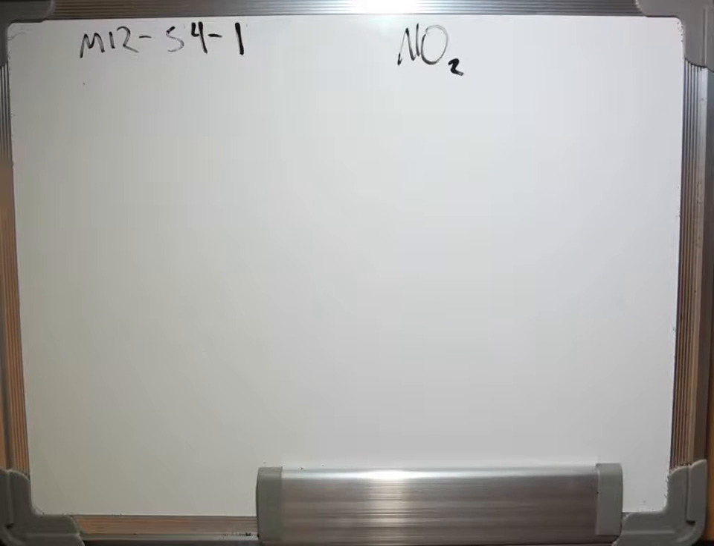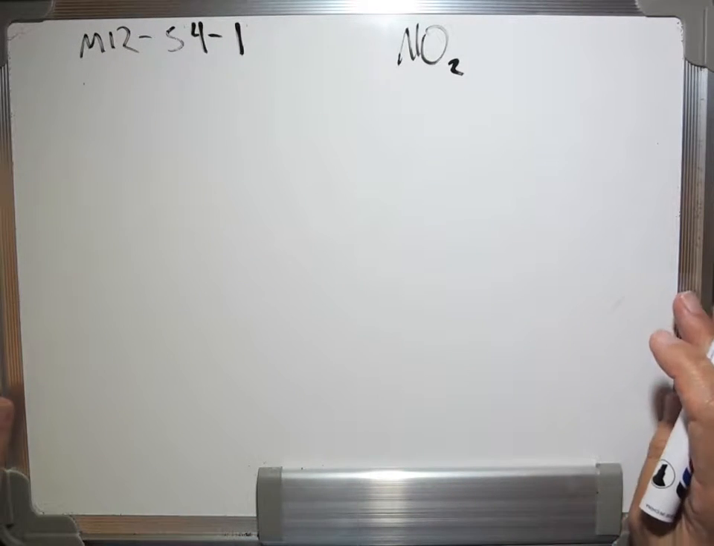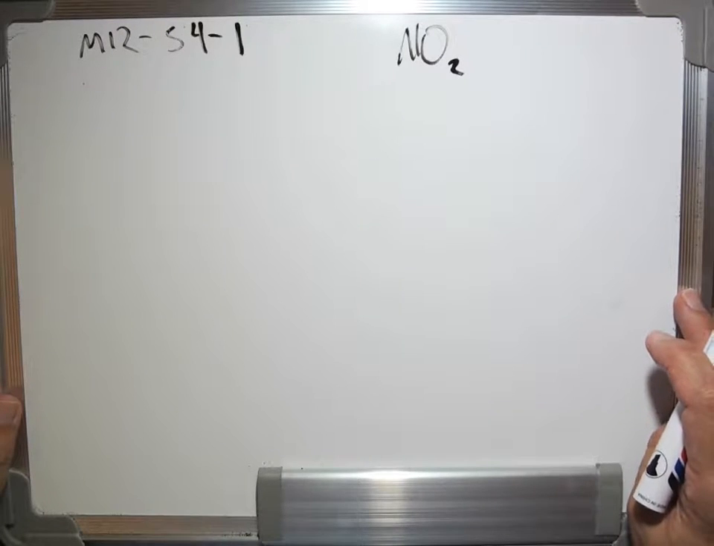Module 12, problem set 4. Here we are asked to draw a major contributor to the resonance hybrid for NO2, nitrogen dioxide.